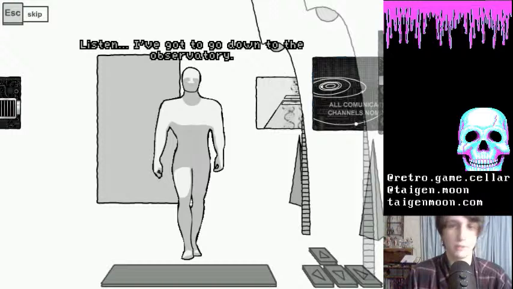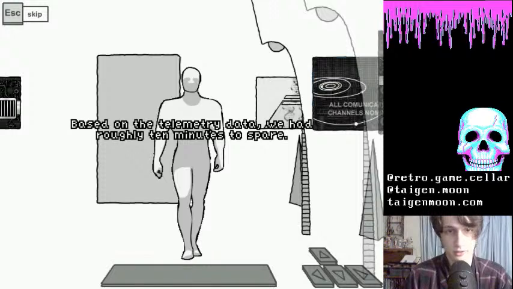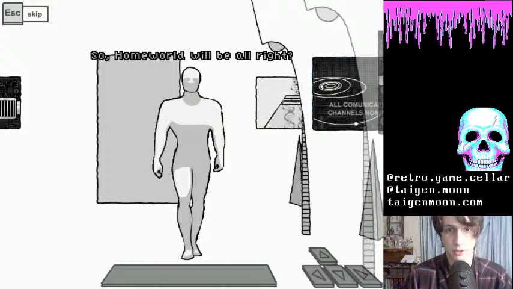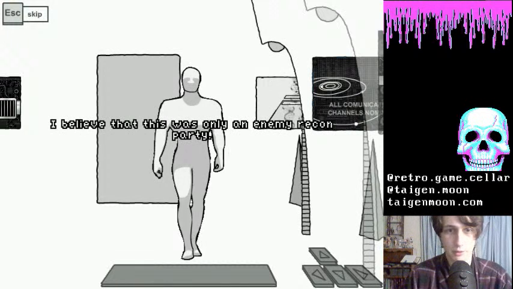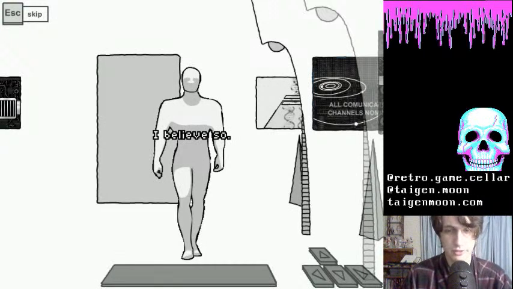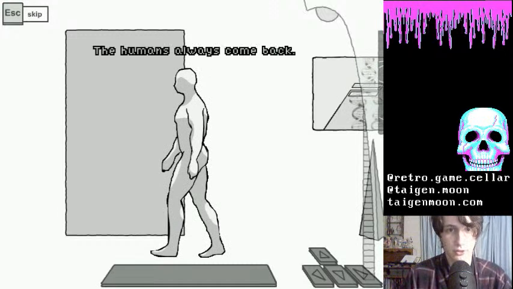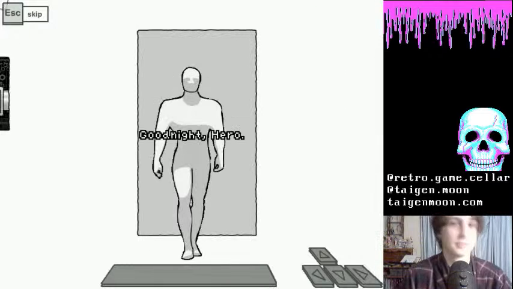I've got to go down to the observatory. I have to find out if our message got there in time. Well, I guess it did, because... It did, yeah. Based on the telemetry data, we had roughly 10 minutes to spare. Oh, I could have spent 10 more minutes just messing around on the binary input thing. Homeworld be alright? Yes. I believe that this was only an enemy recon party. They were testing our defenses? I believe so. They'll be back. I know. I guess it's their card. The humans always come back. Good night, Anna. Good night, hero.